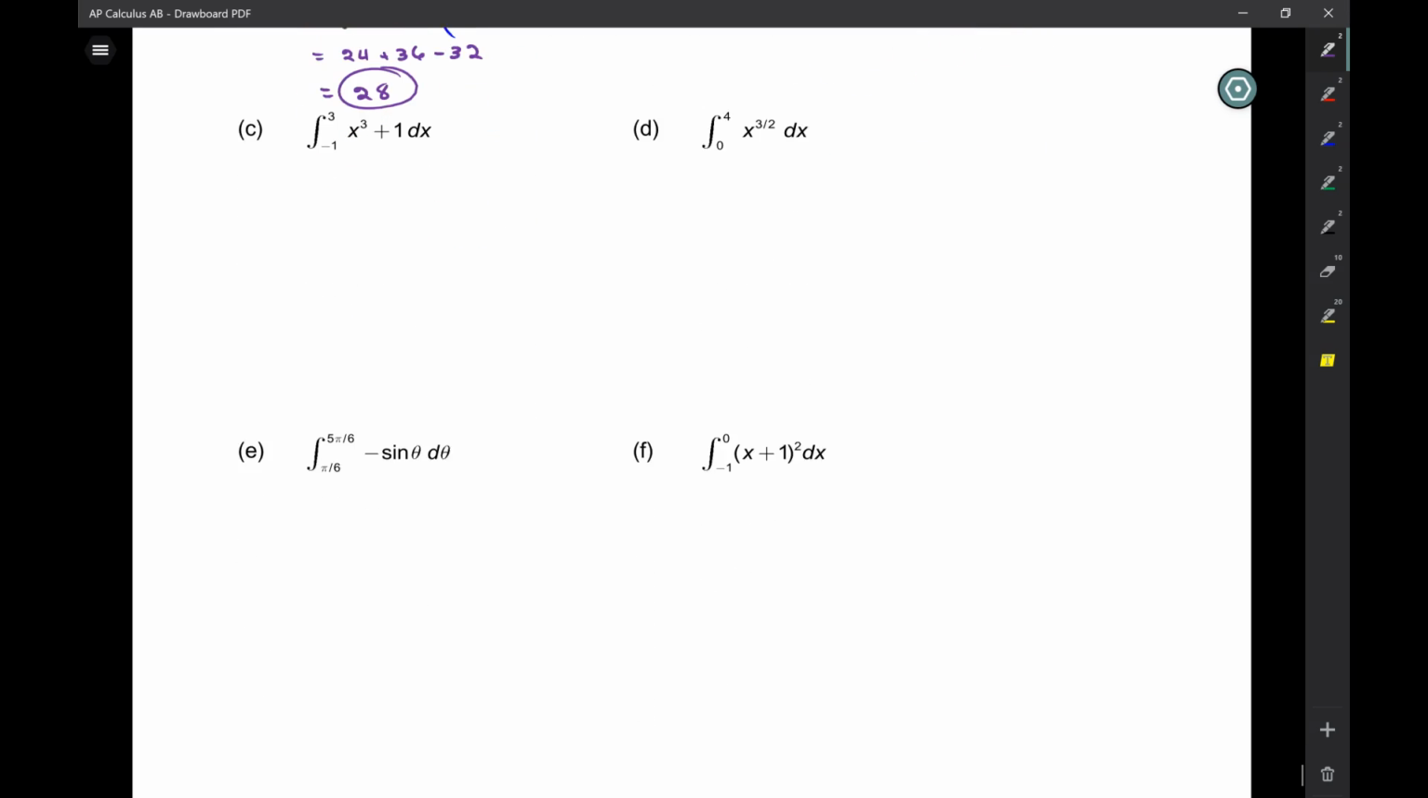Okay. How about this one here? With these ones, you really have to be careful that you keep track of your negatives and your exponents and all that stuff, right? So here, I get x to the 4 over 4 plus x, from negative 1 to 3.